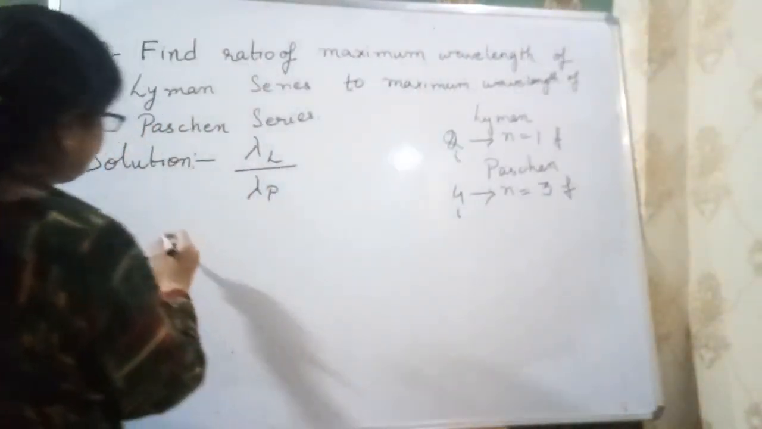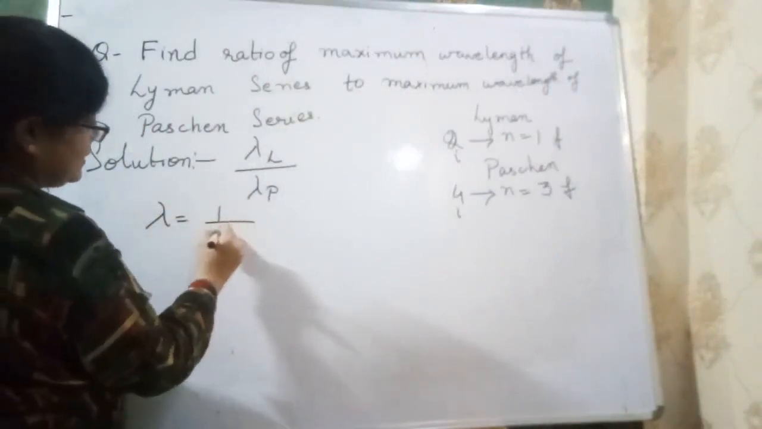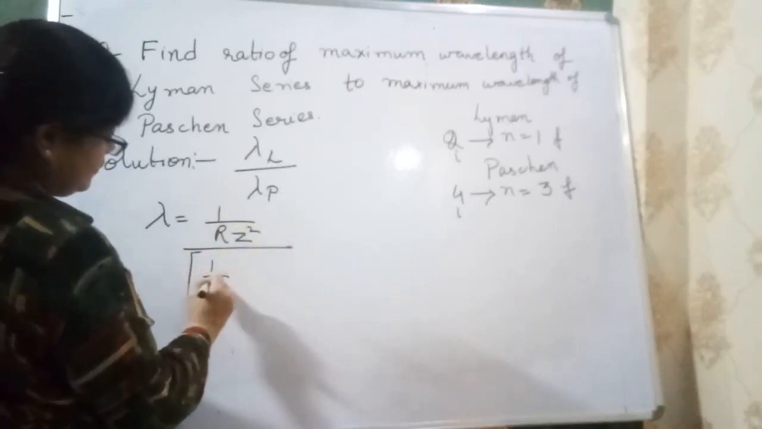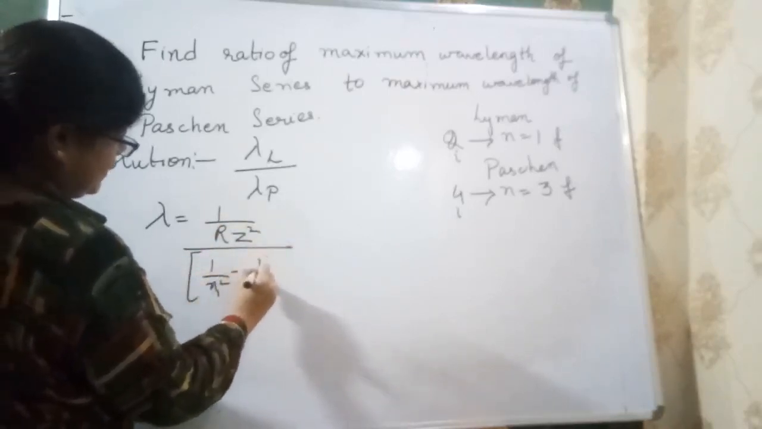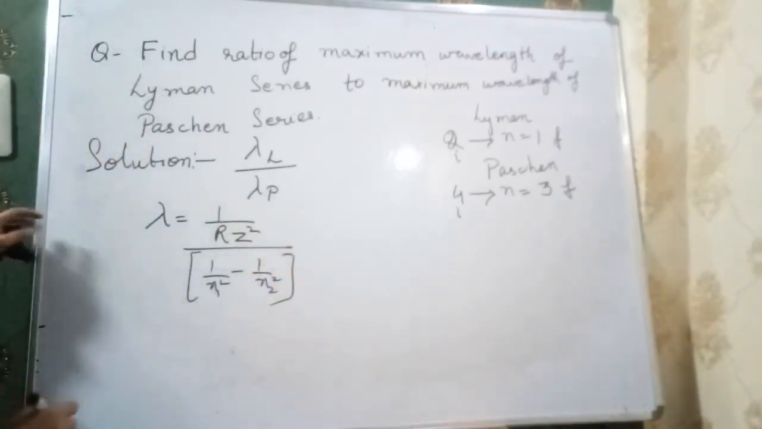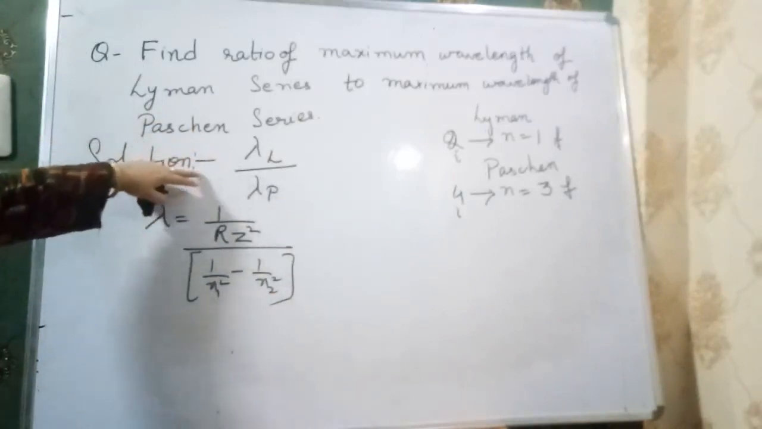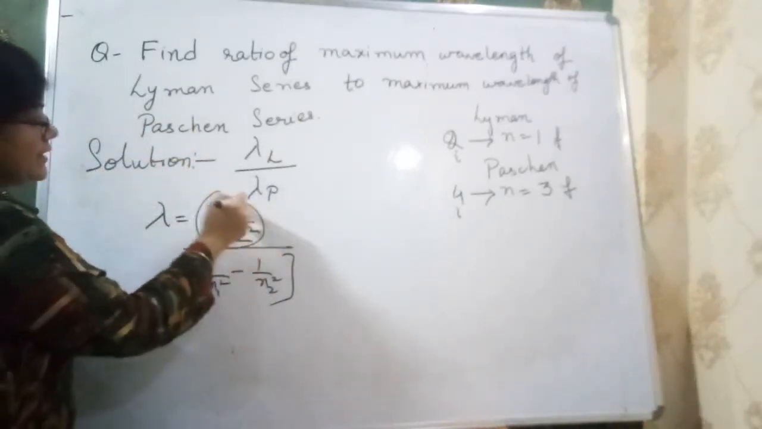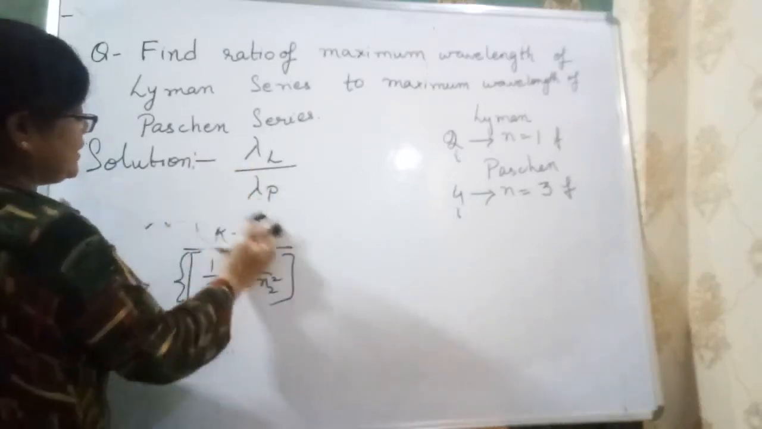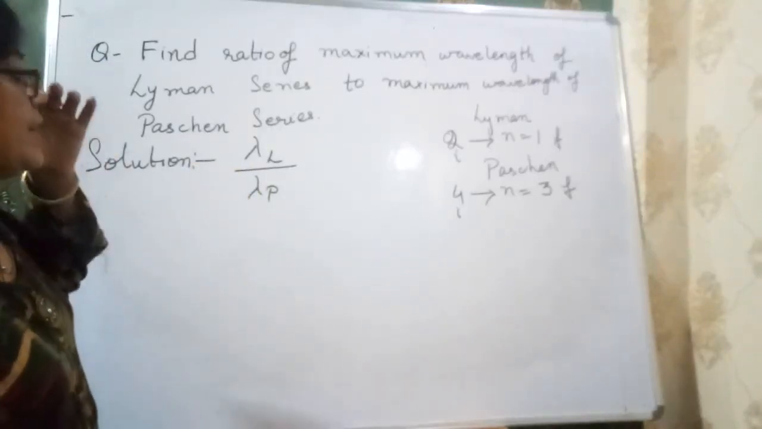We already have the formula: lambda equals 1 by R z square (1/n1² − 1/n2²). Clear? So when we compare both of these and take the ratio, this quantity gets cancelled in both cases. We are only left with this, so we have to find the ratio between them. Clear? Now find the ratio.